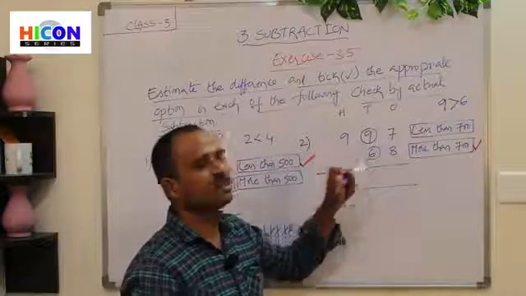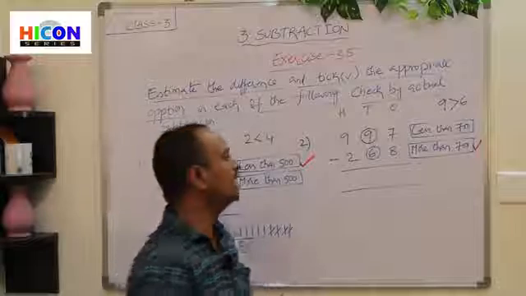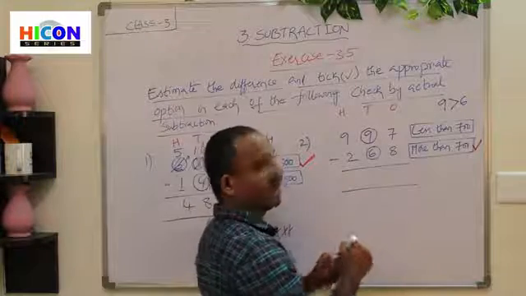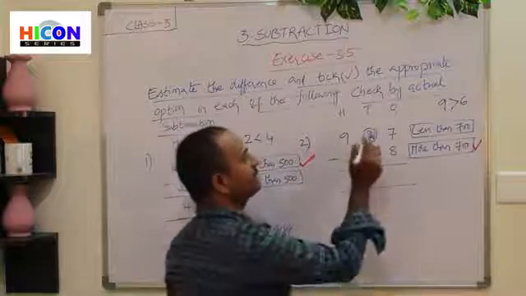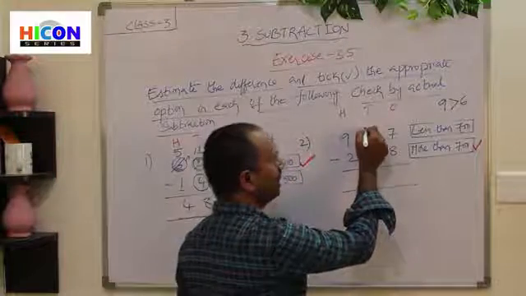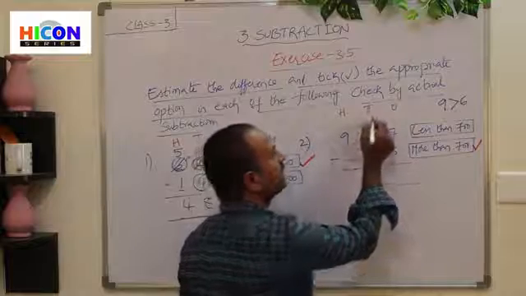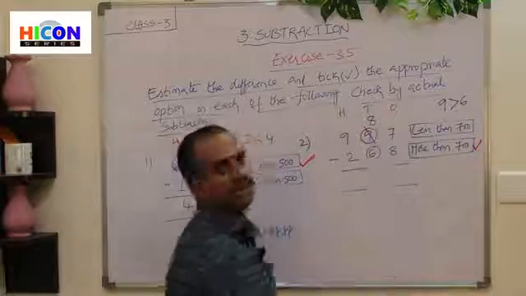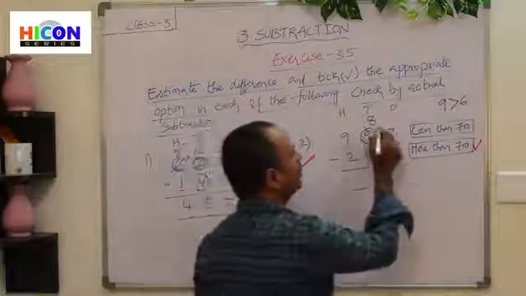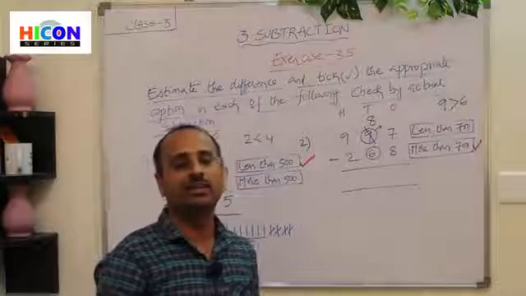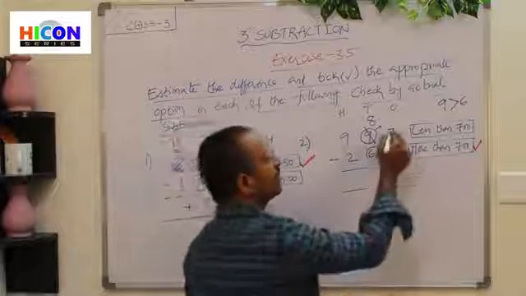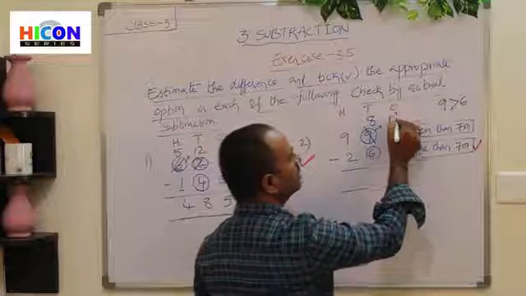What is the next place? Tens is the next place. How many tens are there? There are 9 tens. Borrow 1 ten from 9 tens. If we borrow 1 ten from 9 tens, how many tens will remain? 8 tens will remain. And carry the 1 ten to the ones place. If you carry 1 ten to the ones place, it will become 10 ones. Already there are 7 ones, so the total becomes 17 ones.